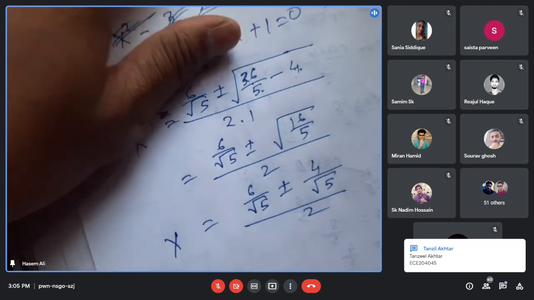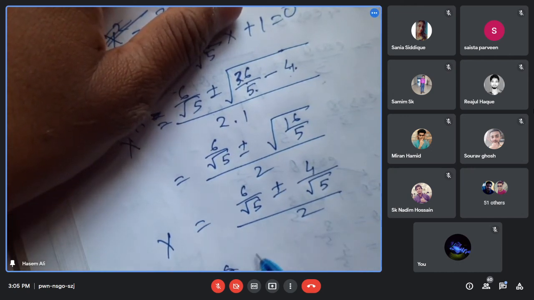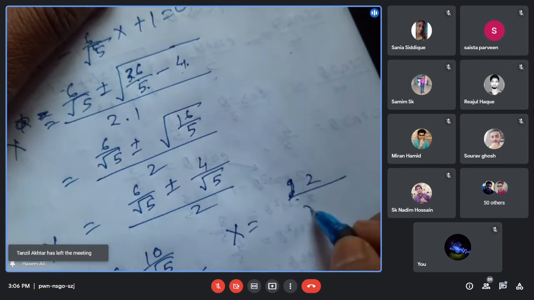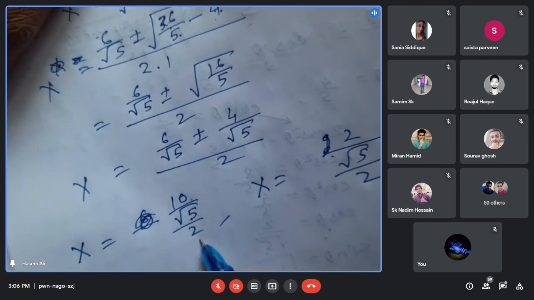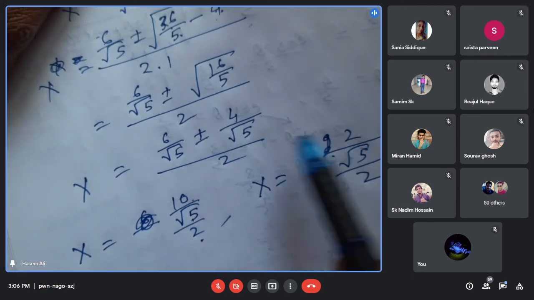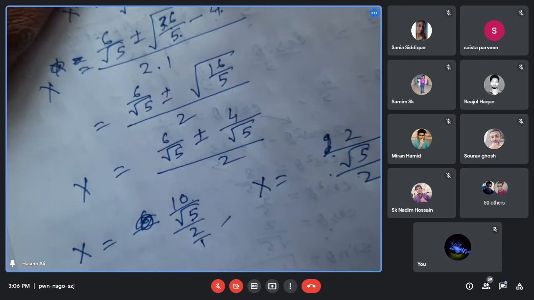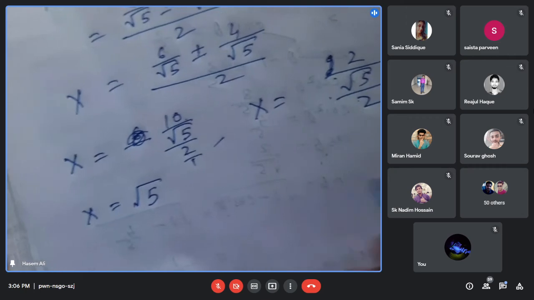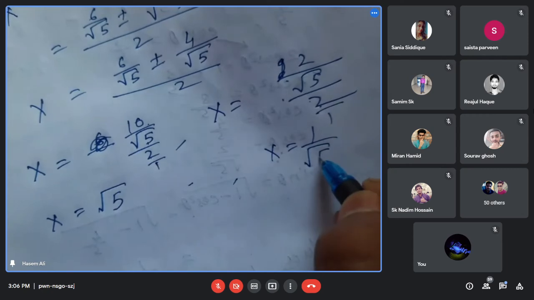So we can write x equals to 6 plus 4, that is 10 by root 5, by 2, and x equals to 6 minus 4, that is 2 by root 5, by 2. If we take the plus, it will be 10 by root 5 by 2, and if we take the minus, it will be 2 by root 5 by 2. So x equals to root 5, and here x equals to 1 by root 5.